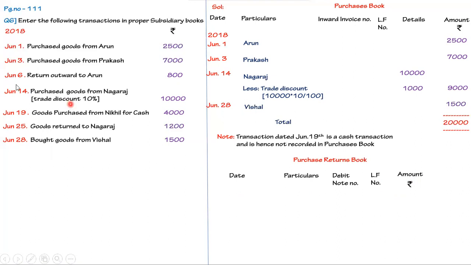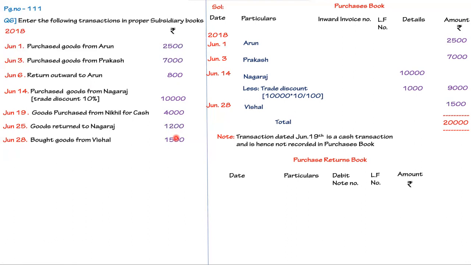First transaction on June 6, return outward to Arun. Return outward is the other name for purchase returns. So this transaction will be posted in purchase returns book, as well as the transaction dated on June 25, goods returned to Nagaraj 1200. It is related to purchase returns. So only these two transactions will be posted in purchase returns book.